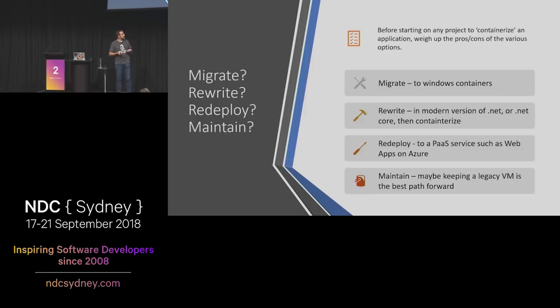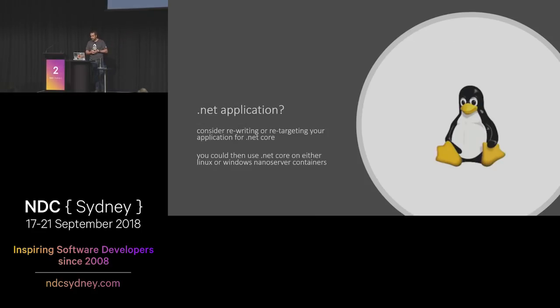And then the last one there, maintain it. Maybe there is no value in actually trying to containerize this thing. Maybe it's too hard. Maybe there's things that just won't work. Maybe there's no value to the business in actually moving it. So just maintaining it as a VM may still be a good outcome for a legacy application. So definitely something you should consider.